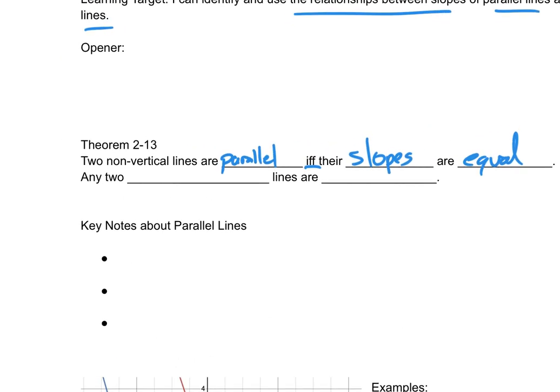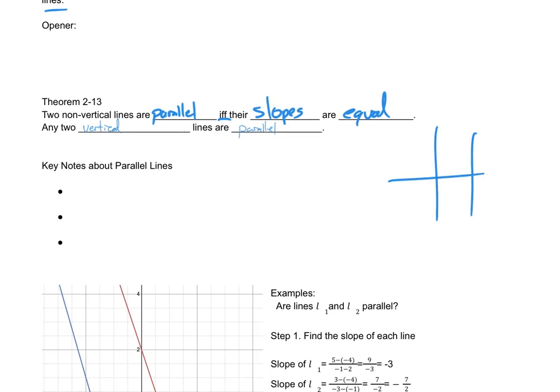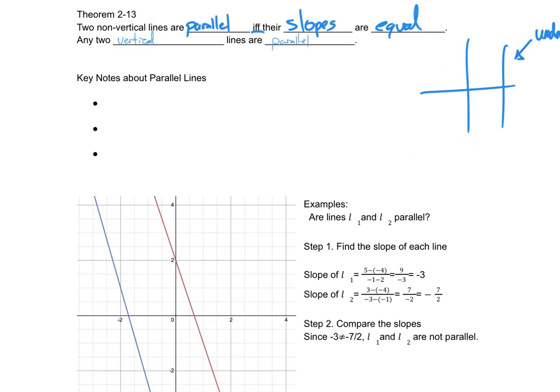And any two vertical lines are parallel. The reason we have this, remember, a vertical line has an undefined slope. And so we wouldn't say their slopes are equal, but any two vertical lines are parallel. So let's look at these examples.